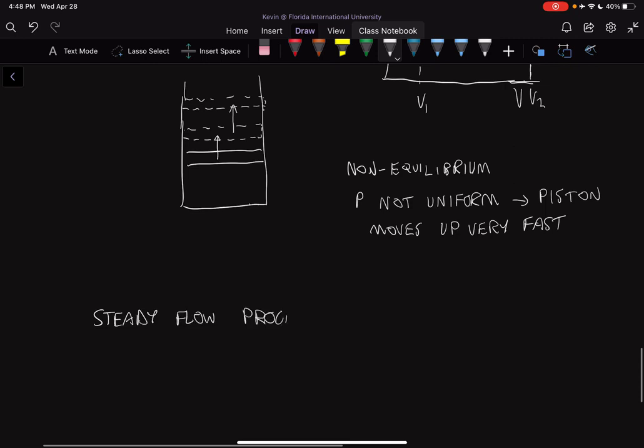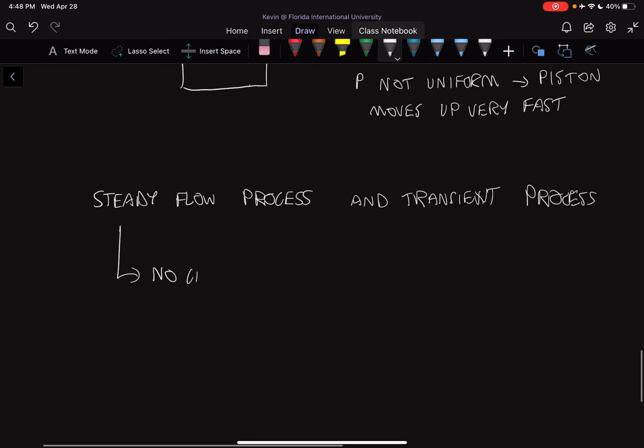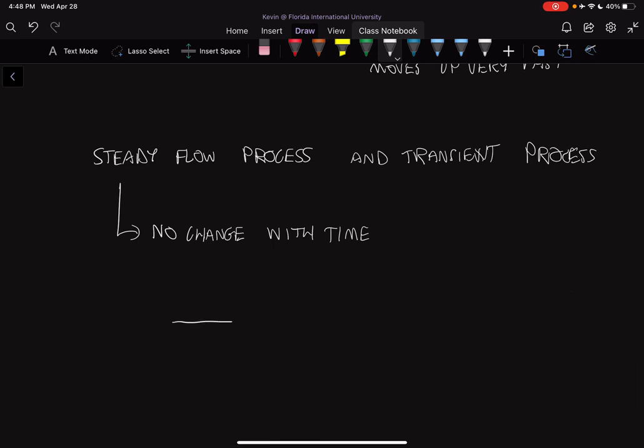And we're going to define what a steady flow process is. Steady flow process and transient process. And we'll go over those a little bit later in the semester. But essentially, what a steady flow process means is that we have no change with time. So for example, an example of a steady flow process would be flow going through a pipe.